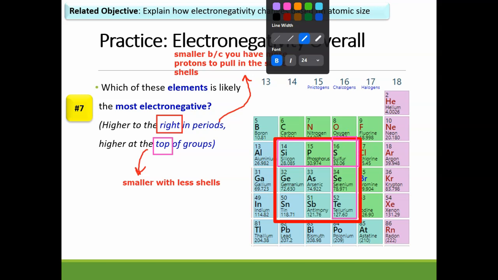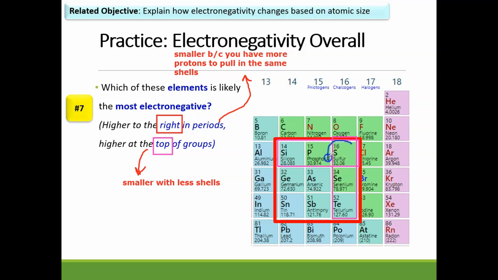Sorry, let me grab a different color. Here we go, sulfur. Okay, again, because it's both the one most to the right as well as the one most to the top. So of these 9, it's going to be the smallest. Most to the right, it has more protons to pull in its shell. And of those shells, it has the least amount of shells. So it's pulling in the least amount of shells, and so that is going to make it the smallest. So that's our answer to number 7. Make sure that that makes sense, and then go ahead and move on to question number 8, which you will try to do on your own.